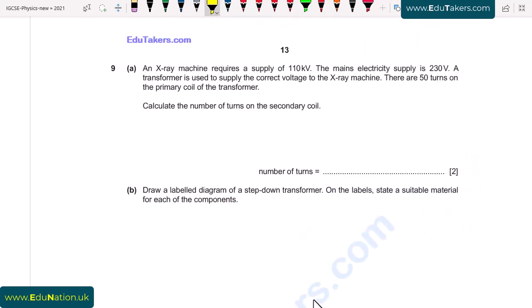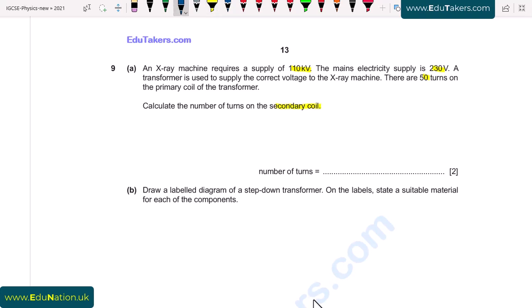Question number 9, part A. An X-ray machine requires a supply of 110 kilovolt. The mains electricity supply is 230 volt. A transformer is used to supply the correct voltage to the X-ray machine. There are 50 turns on the primary coil of the transformer. Calculate the number of turns on the secondary coil.